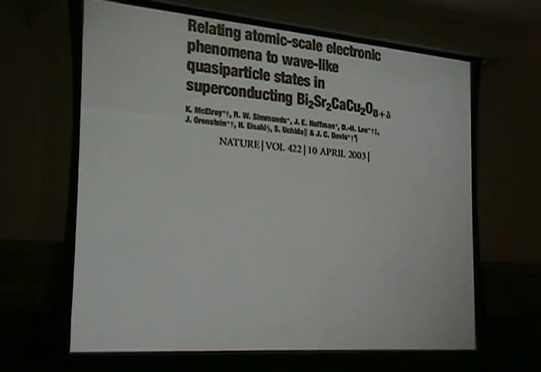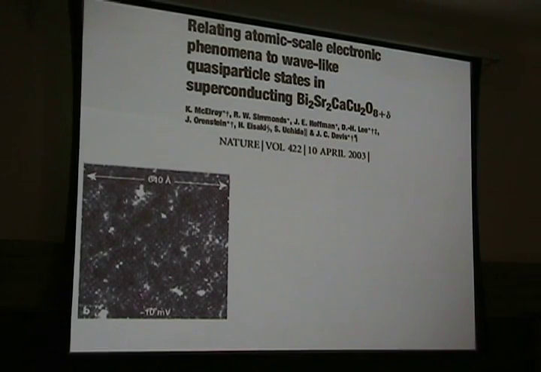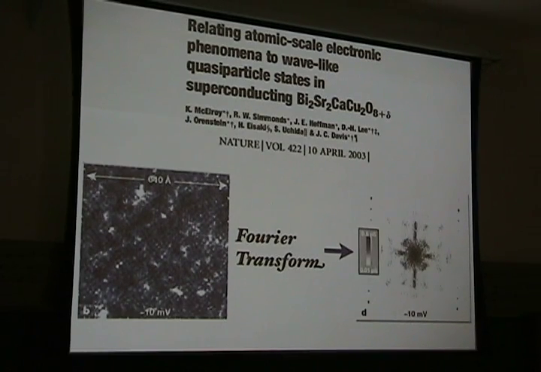There was this paper by McElroy, from J.C. Davis' group. You probably heard some about this from Takagi already, where they find that if they look, there's a lot of interference patterns here, or that's what they decided it was. And then if you take a Fourier transform of this, it's not a topography, it's just a signature of a current, ignoring the topography, so you're scanning at constant current. And you take the Fourier transform and you find this pattern, there are points here. This is from STM, you take the Fourier transform, you find this.